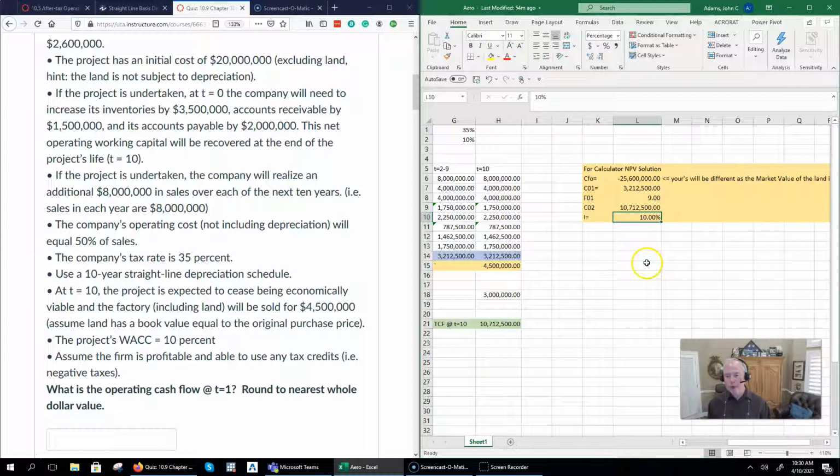we down arrow to the NPV, hit compute, and again, your numbers are going to be different from mine because everybody gets a unique set of values for the market value of the land. So everyone's NPV is going to be a little bit different. Again, sorry for the confusion about the straight line depreciation early on in our discussion the other night, our Q&A session. I hope this clears things up.